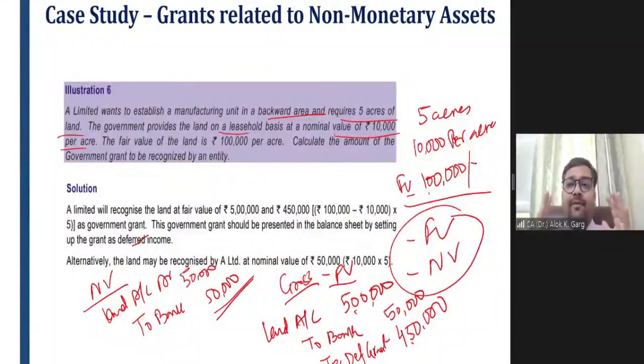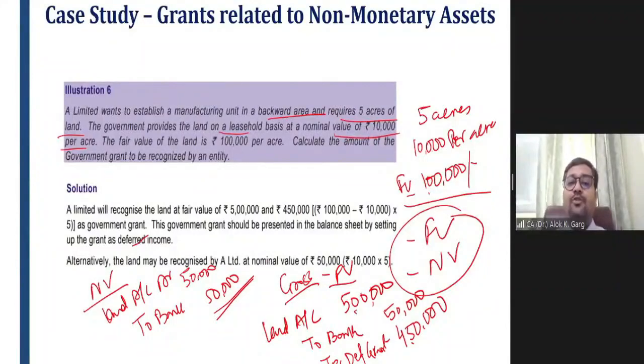So we have solved this case study with the help of the gross approach as well as the net approach. When I say gross approach, it is the fair value approach. When I say net approach, it is the nominal value approach. So A Limited will recognize the land at fair value of rupees 5 lakh and 4,50,000 as a government grant.